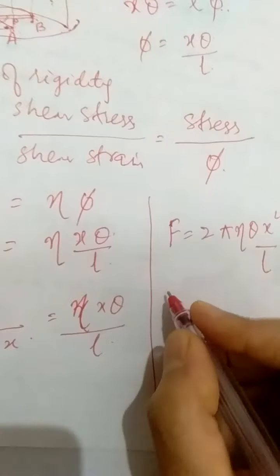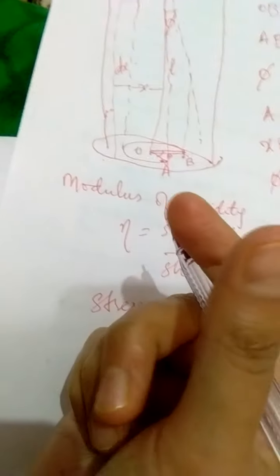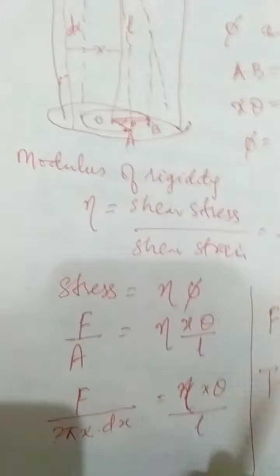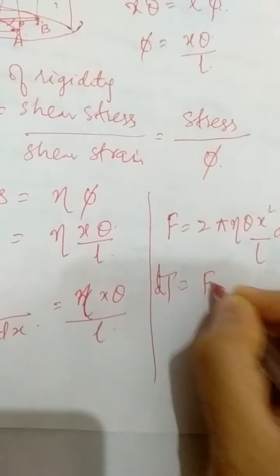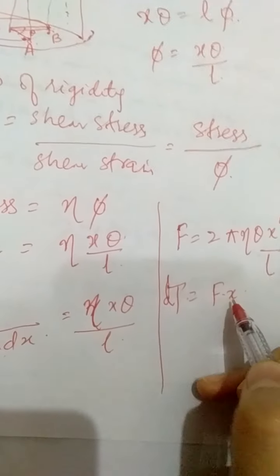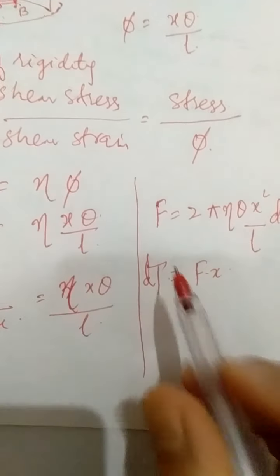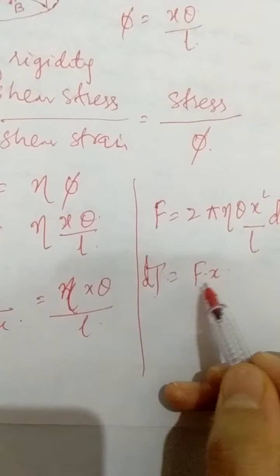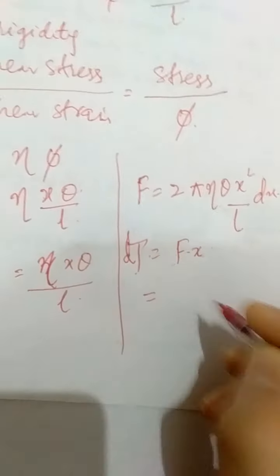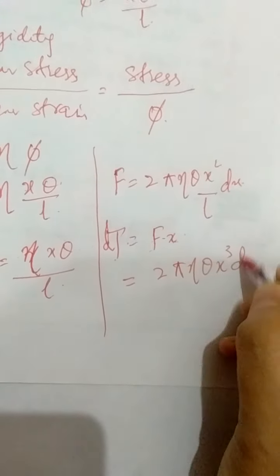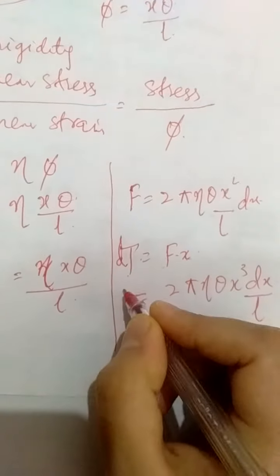Now we are interested in torque, the turning effect of force, because we have turned the cylinder with respect to the upper face through an angle theta. So this small torque is d tau equal to F x. Torque is force into force arm. All of you know that, a very basic elementary thing that you have learned right from school level. So that is force into x, and it will be 2 pi eta theta, now with this x it will be x cube dx by L. So that is d torque.